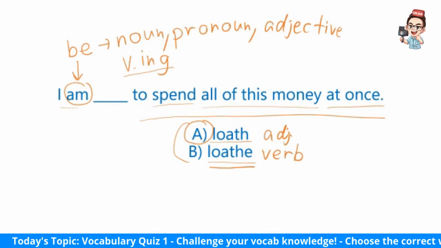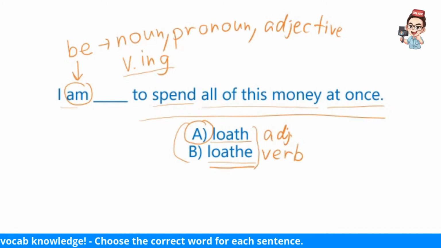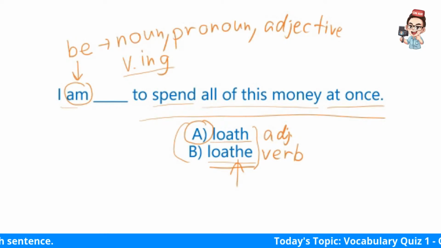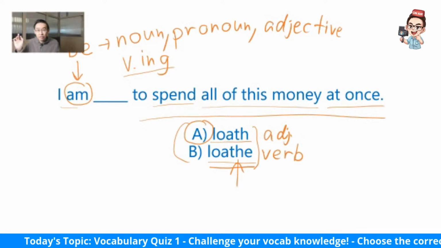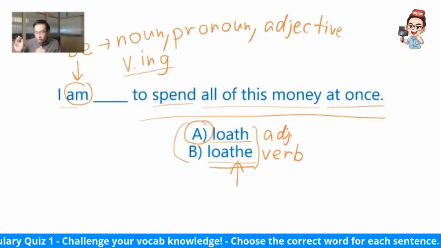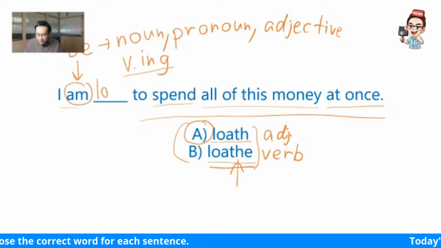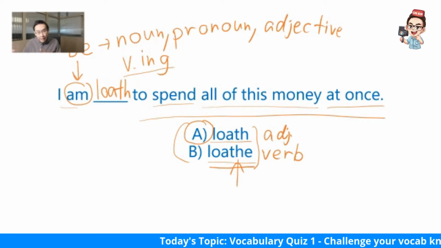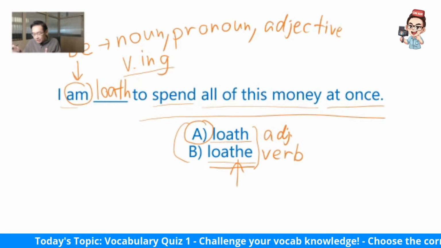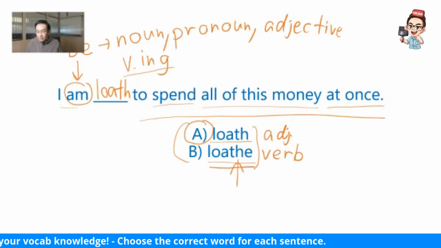It's a participle. But here, the two choices, we can see that even B is not in the present participle form, okay? It's not loathing, right? So it is definitely incorrect grammar-wise. It is grammatically wrong. So that's why the correct answer is A, loath, which is an adjective. It is okay to put an adjective after a be verb. For example, I am happy. See, happy is an adjective. We say I am happy. So in this case, we say I am loath to spend all of this money at once. So loath is the correct answer.